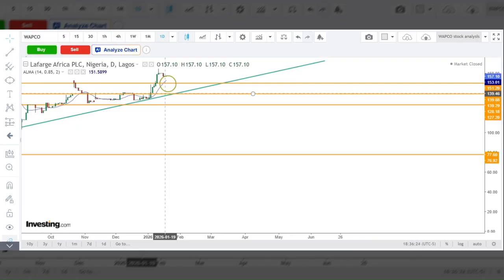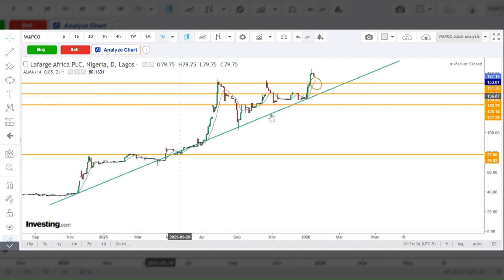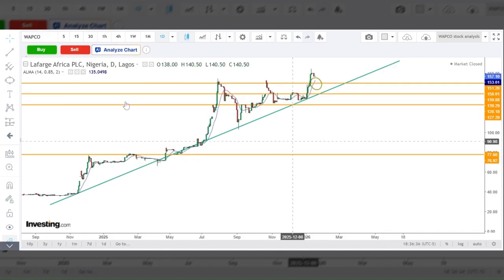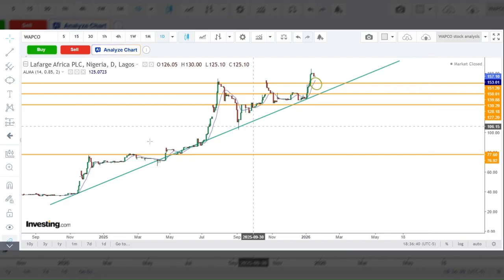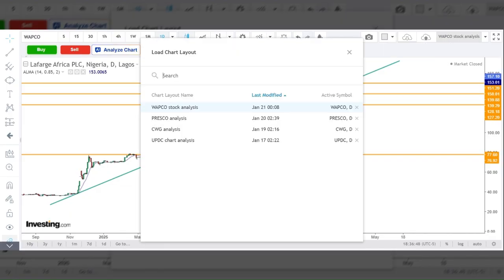So that is it for WAPCO. We just wait to see what happens on WAPCO, and we take our position from there on. And before we go, let's quickly check CWG, because CWG was doing well, but let's see how it reacted to the markets too.